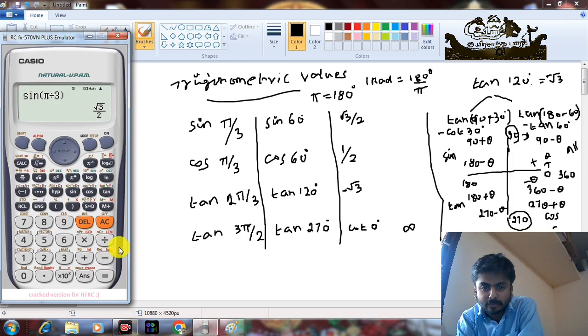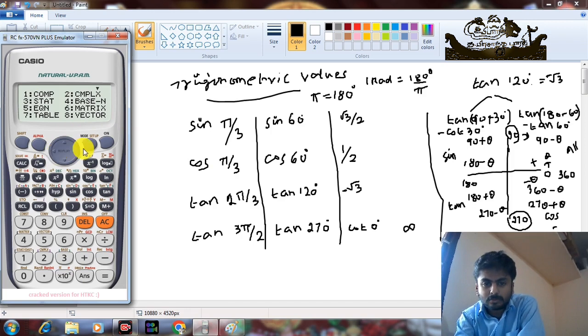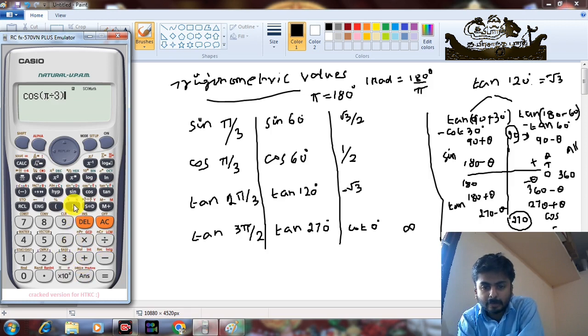Sin pi by 3 gives root 3 by 2. Correct. Okay. Then cos pi by 3. Okay, cos shift pi divided by 3, that is equal to 1 by 2.